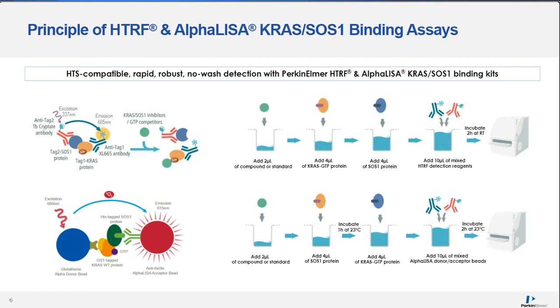The assay principle goes as follows. Compounds, then recombinant and tagged KRAS GTP and SOS1 proteins are dispensed in miniaturized plates. Finally, HTRF and AlphaLISA detection reagents based on anti-tag strategies are introduced prior to the incubation for 2 hours.